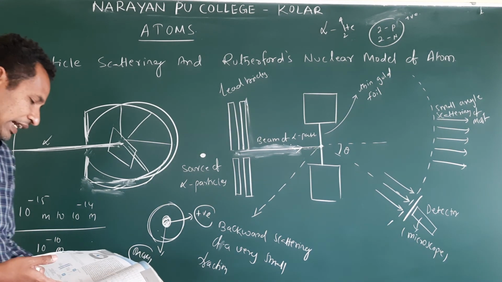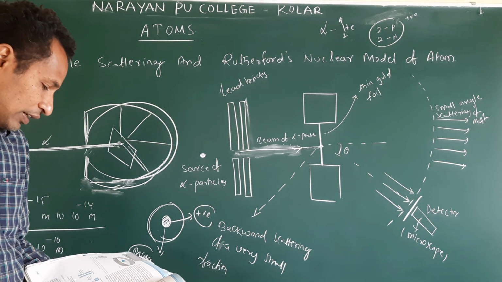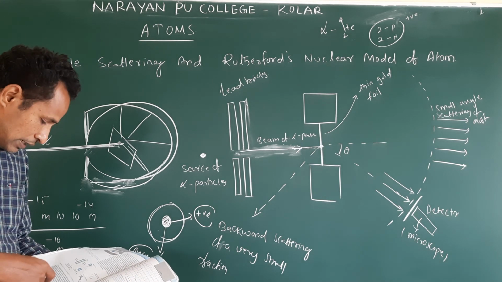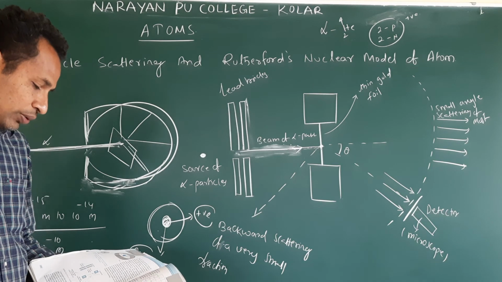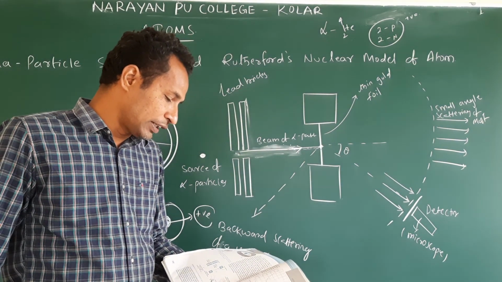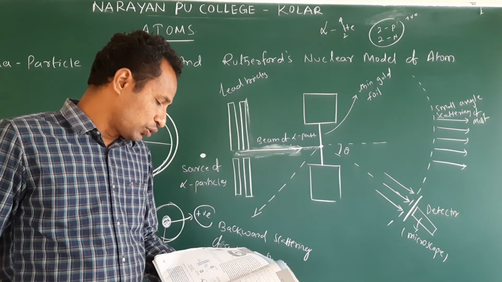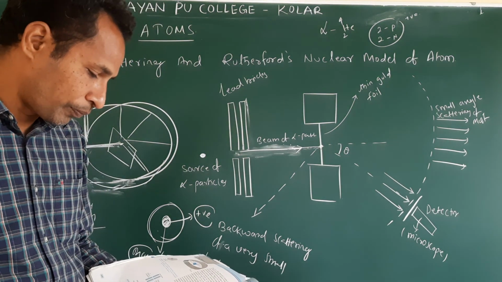They gave the comparison also: the atom is about 10,000 to 1 lakh times larger than the size of the nucleus. The electrons seem to be at a distance from the nucleus of about 10,000 to 1 lakh times the size of the nucleus itself. So thus most of the atom is empty space. Clear?